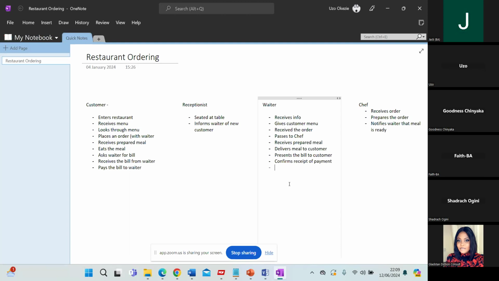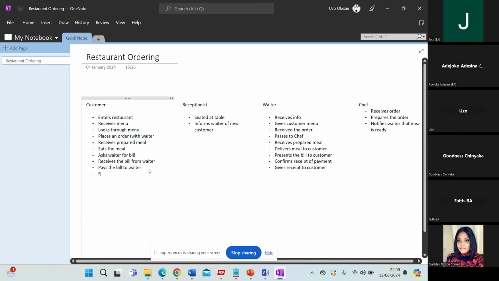Let's say it starts and ends with the customer. So once he confirms the payment, then what happens? How does the customer know that the waiter has confirmed the payment? He gives the receipts to the customer. Thank you. Gives receipts to customer. Then what does this customer do?